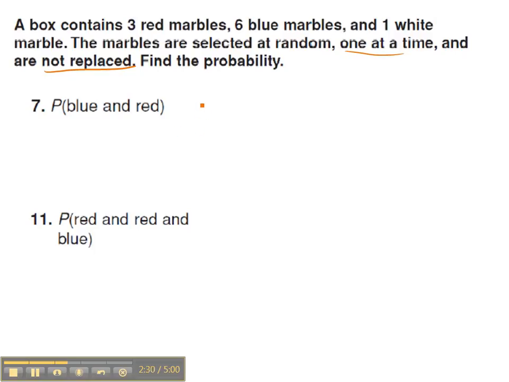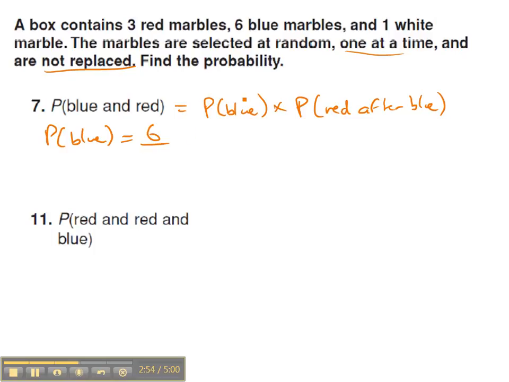So the first one, probability of blue and red, is equal to the probability of blue times the probability of red after blue, meaning the probability of pulling a red marble after a blue marble has already been pulled. So the probability of blue is straightforward enough. There are 6 blue marbles out of how many total? 10. 3, 6, 3 and 6 and 9, and 1 is 10. 6 over 10, and then we divide by 2 to simplify that. We get 3/5.